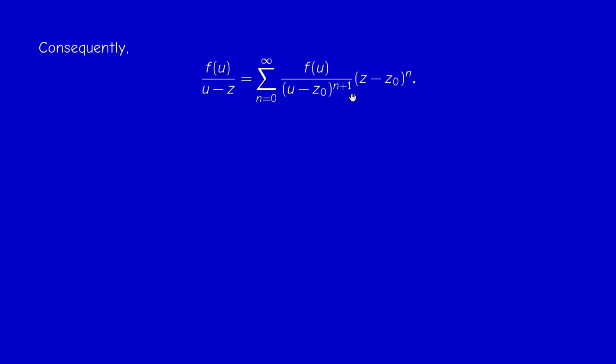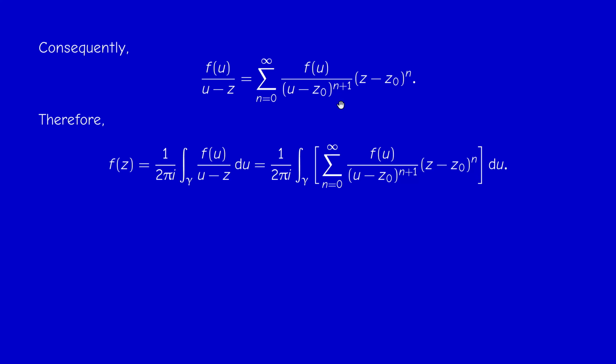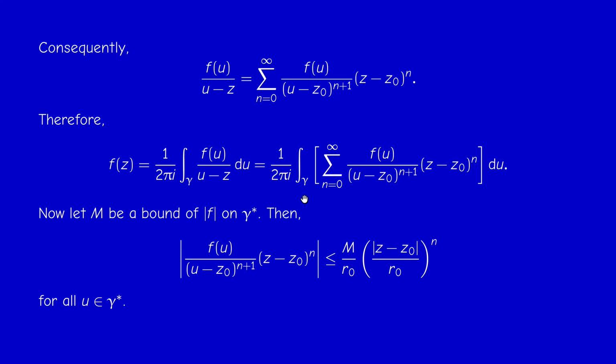We have this representation of f of u over u minus z. Now, we want to integrate term by term, but to do that, we just have to justify it. So the integral of this is the integral of the sum. To justify the interchange of the integral and summation, we just have to prove that the convergence is uniform. And indeed, convergence is uniform on gamma star.